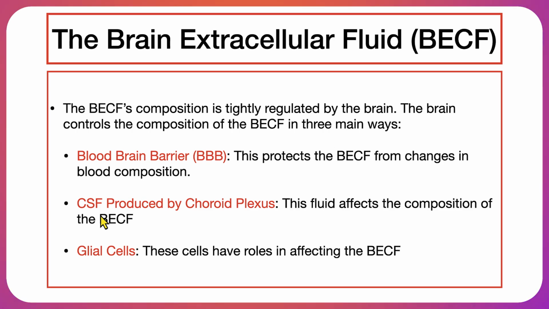Another mechanism is going to be through the cerebrospinal fluid, which is produced by the choroid plexus. This fluid affects the composition of the brain extracellular fluid a great deal. And then the third mechanism is going to be through the glial cells. And these cells also have roles in affecting the brain ECF. We're going to talk about all of these mechanisms in much more detail throughout the course of this playlist.